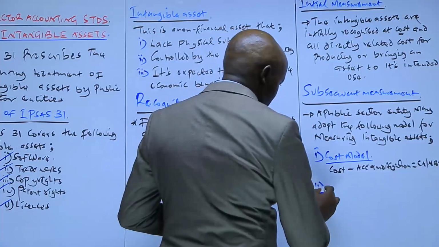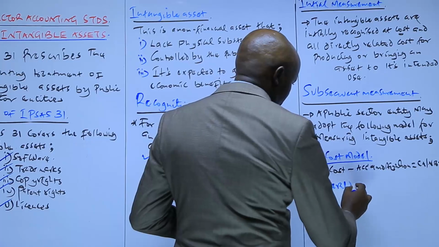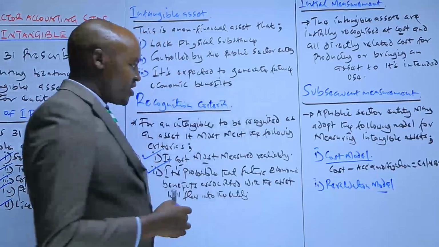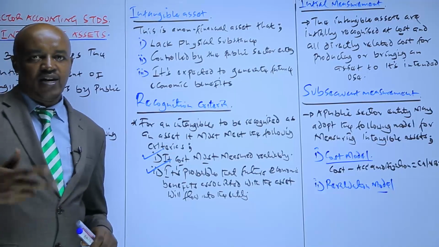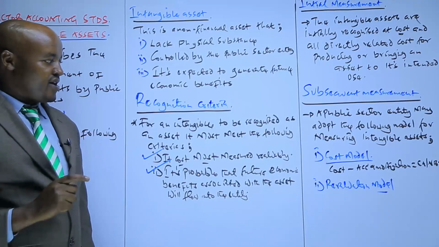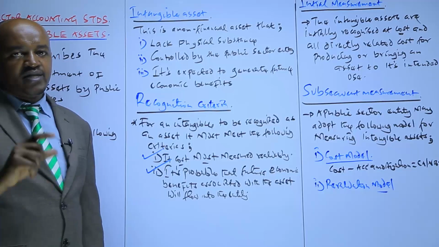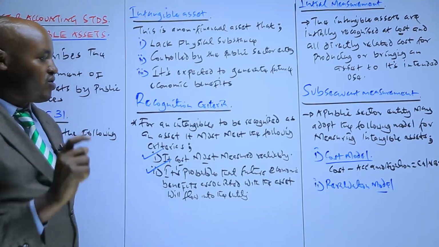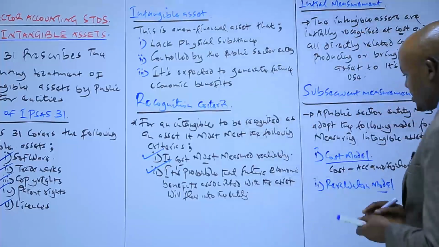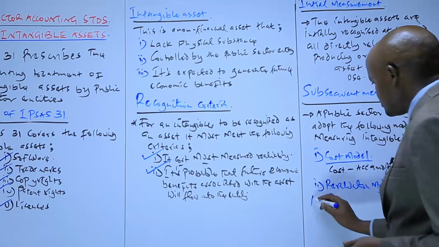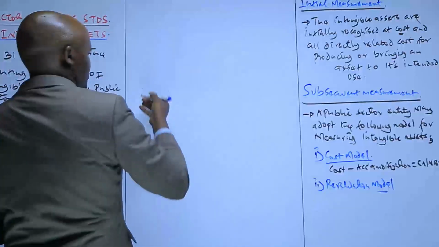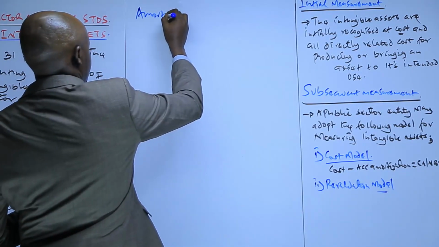Number two, we have the revaluation model. Basically, in this particular model, the value of intangible assets will have to be revalued at the end of each year, and that revalued amount, or that fair value, is the one at which an intangible asset will be recorded in the statement of financial position. Then from there, we can also look at something to do with the amortization of intangible assets.